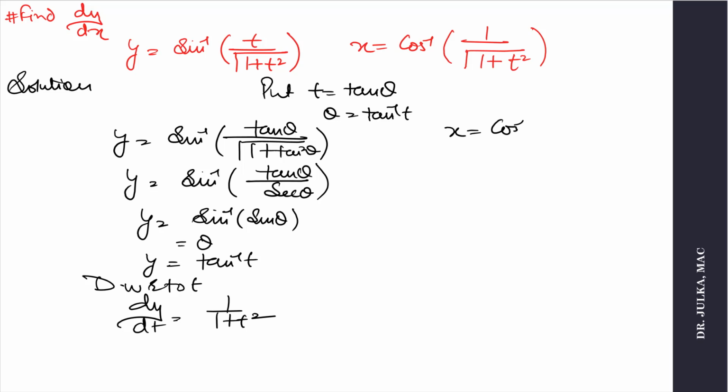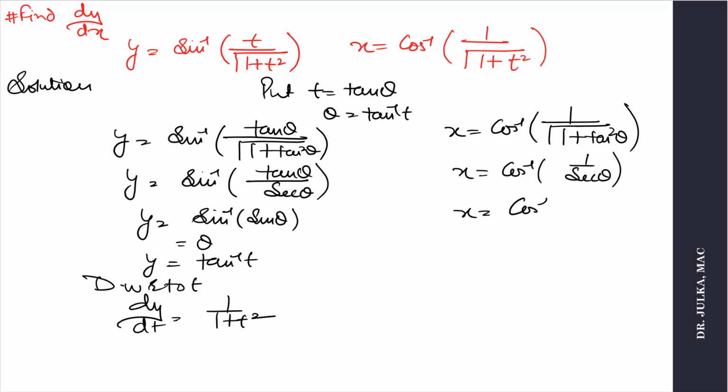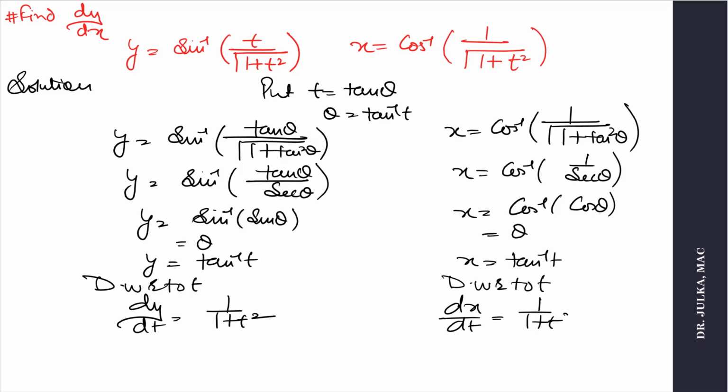In case of x, cos inverse 1 upon the root of 1 plus tan square theta. 1 plus tan square theta is sec square theta, and when we cancel the root, we have sec theta. This is cos inverse cos theta, and so x equals theta, and the value of theta is tan inverse t. And when we differentiate with respect to t both sides, we will get dx by dt equals 1 divided by 1 plus t square. Now dy by dx equals dy by dt into dt by dx, and we get the answer 1.